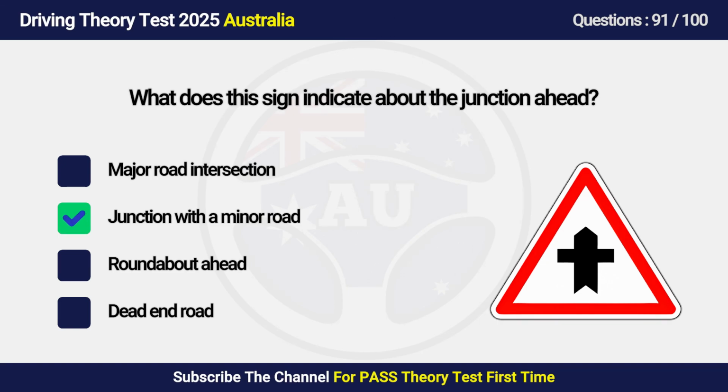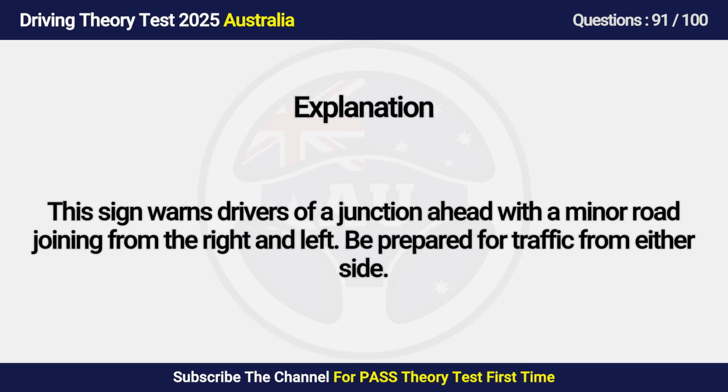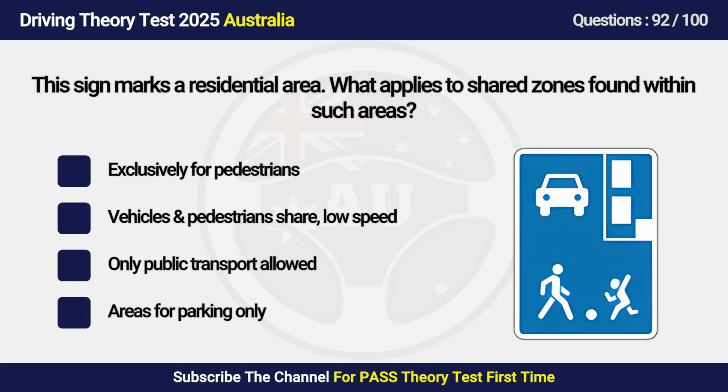Answer is B. Junction with a minor road. This sign warns drivers of a junction ahead with a minor road joining from the right and left. Be prepared for traffic from either side. Question 92. This sign marks a residential area. What applies to shared zones found within such areas? A. Exclusively for pedestrians. B. Vehicles and pedestrians share low speed. C. Only public transport allowed. D. Areas for parking only.